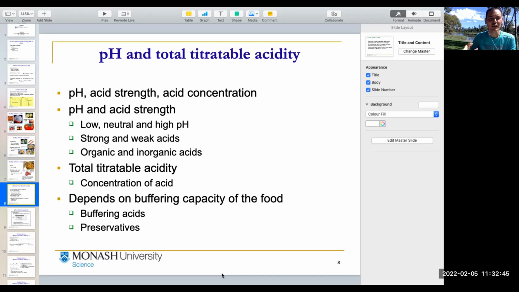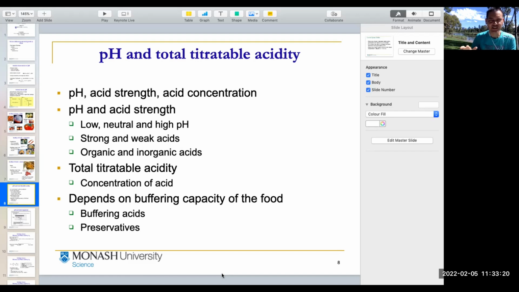Now, total titratable acidity is a concept based on an analytical chemistry procedure called an acid-base titration, and that measures the concentration of acid. So it's unrelated to pH and unrelated to acid strength. pH can be readily measured with a pH meter. Acid strength you can find out through what's called the pKa of a particular acid.